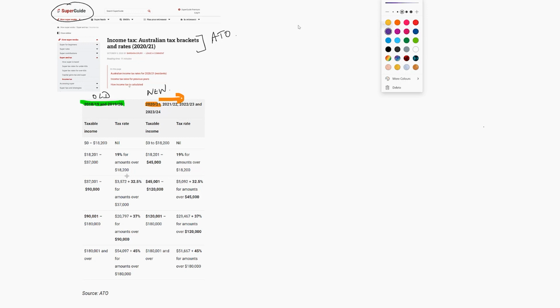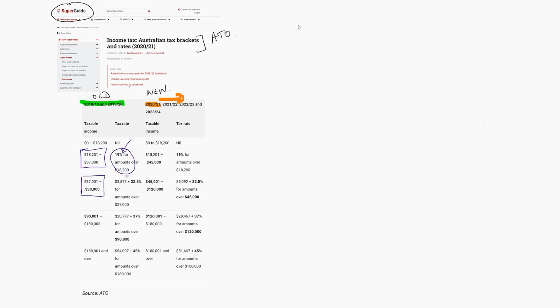So let's focus on a couple of brackets here. Let's grab this, purple is fine. Can you see here that the old bracket was between $18,201 and $37,000. So if you earned between these amounts, you would pay a marginal rate of 19%. If you look here at this tax bracket, you would pay that base amount, and then you would pay 32.5 cents in the dollar for amounts over $37,000.